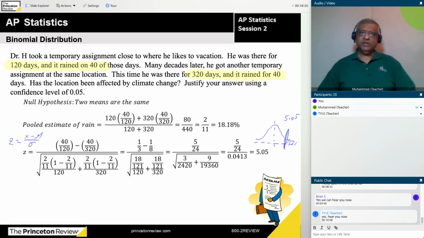If this area is greater than 5%, then I have to accept the null hypothesis, and that is the means are the same to within a 95% confidence interval. If this is less than 5%, then I can say the means are not the same, or they are different to within a 95% confidence interval.